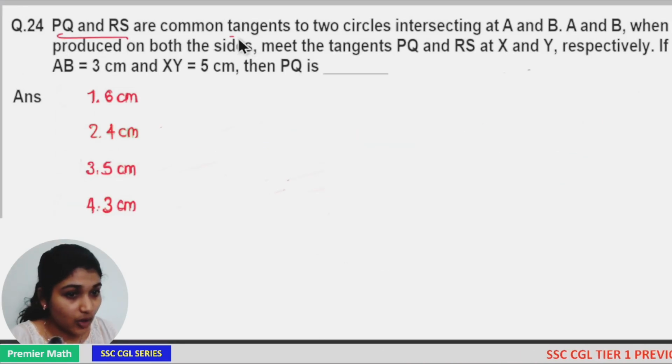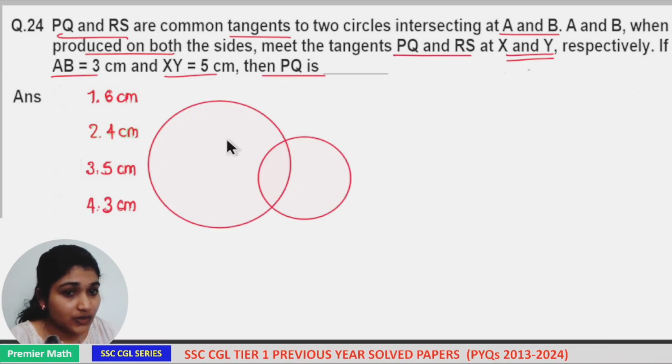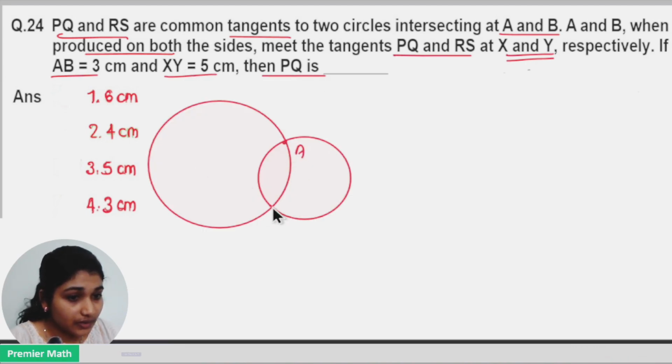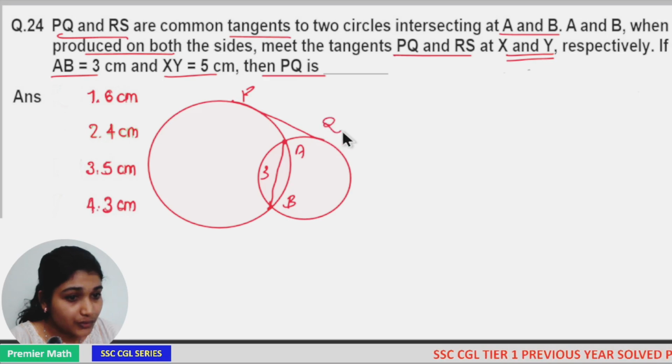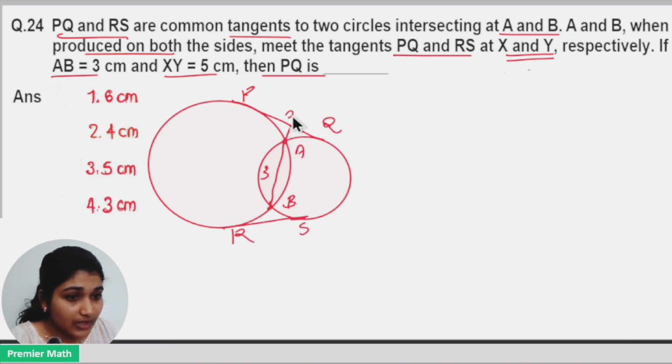PQ and RS are common tangents to two circles intersecting at A and B. AB, when produced on both sides, meet tangents PQ and RS at X and Y respectively. If AB is 3, XY is 5, then PQ is. Here, these two circles intersect at A and B, and here AB length is equal to 3 centimeter. PQ and RS are two common tangents to these two circles. Now, here A when extended to PQ meets at X, and B when extended to RS meets at Y, and XY length is equal to 5 centimeter.